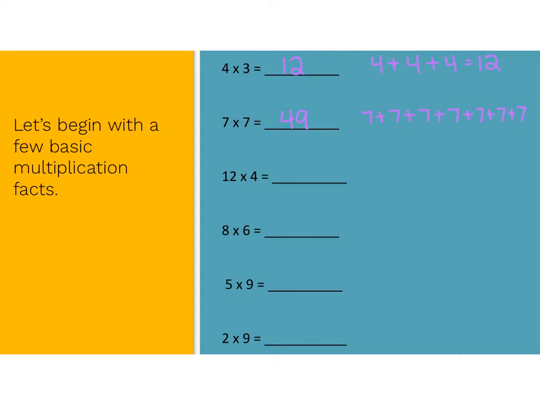Twelve times 4 equals 48. Eight times 6 equals 48. 5 times 9 equals 45. 2 times 9 equals 18.